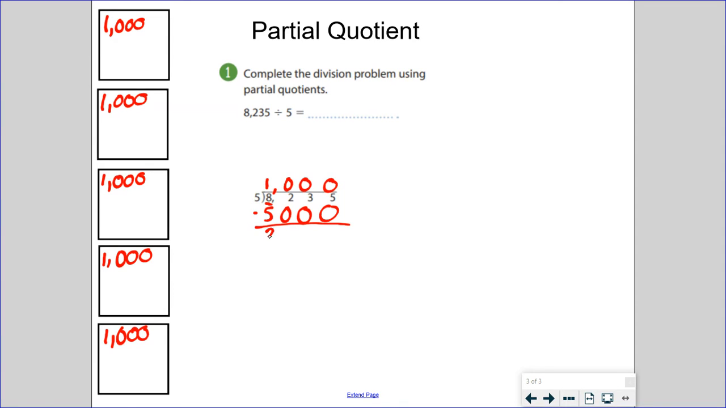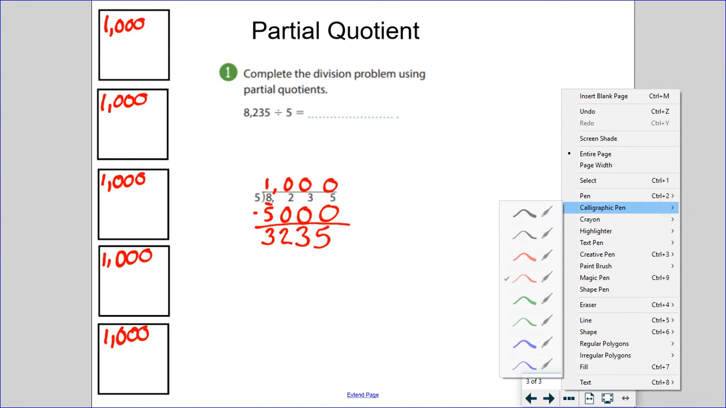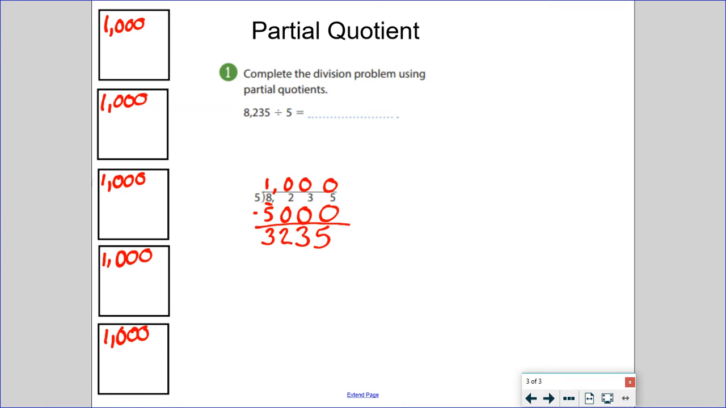Now we are going to have more to pass out. This is by no means a remainder. We still have another partial quotient to do. Thinking of friendly numbers, I know my next amount that I'm going to be putting in the groups is going to be less than 1,000, because if I had 5,000, I would be going over, and I can't do that. I don't have enough to pass out.